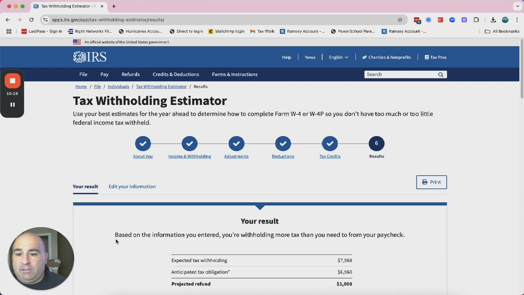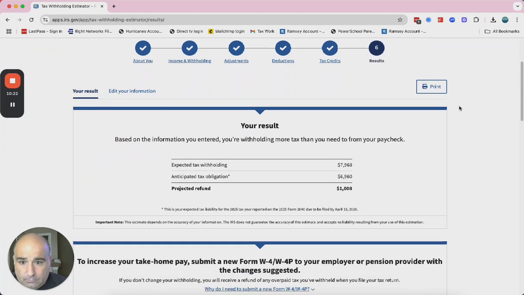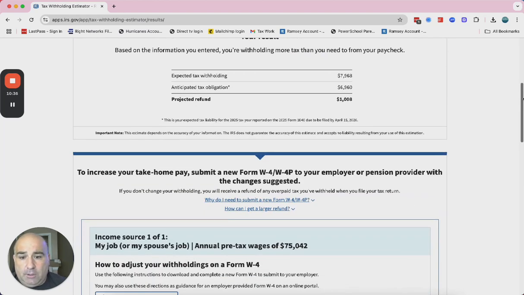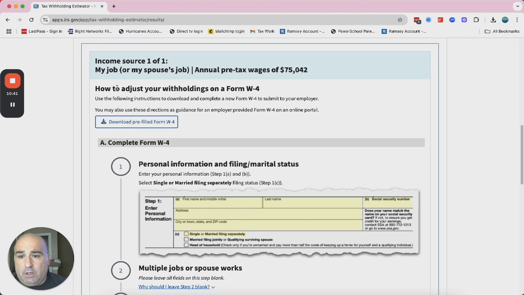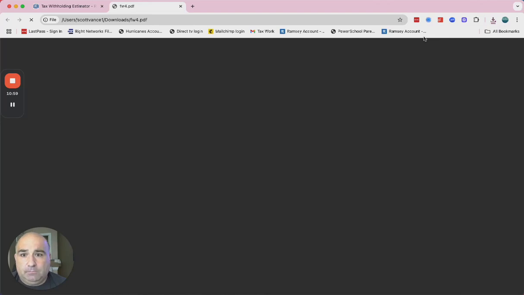Okay, so you can see it gives me a result here. Based off the information I put into it, it tells me that my withholdings are going to be about $79.68. My tax obligation is expected to be $69.60, resulting in a projected refund of $1,000. When you go down here, if you want to adjust your withholding, so say I had owed or wanted to get rid of that refund, I would download the pre-filled Form W-4, and when you open that, it tells you how to make the adjustments.